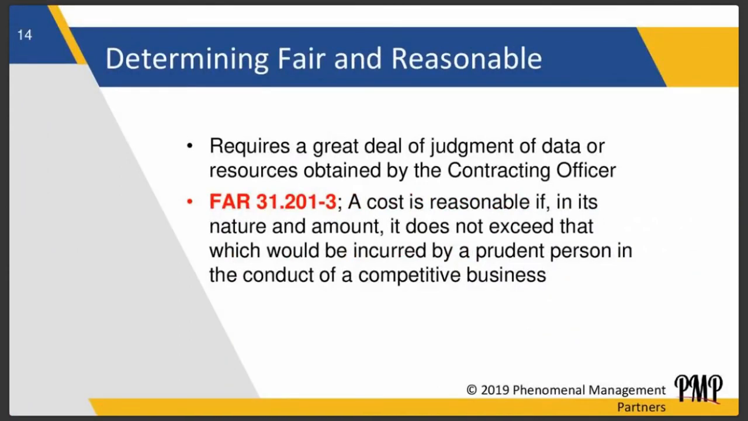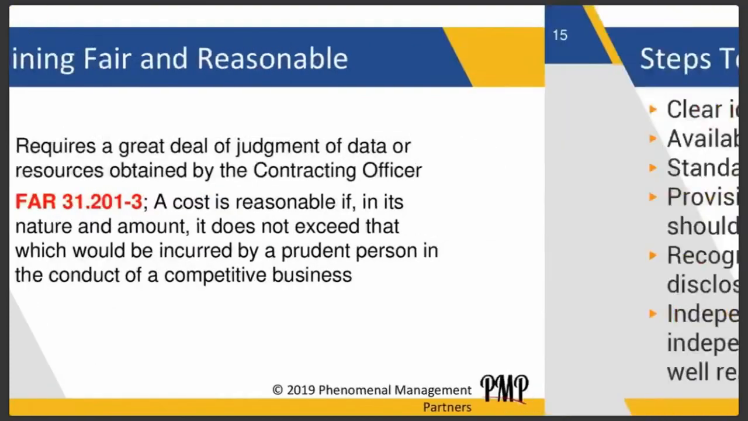Again, determining a fair and reasonable price requires a great deal of judgment. I just said that. It's kind of like going into a time machine or using your intellectual knowledge to obtain resources. Talk to your contracting officer. FAR 31.201-3 says a cost is reasonable if, in its nature and amount, it does not exceed that which would be incurred by a prudent person in the conduct of a competitive business. They love to use that word, prudent person. So basically it's saying any sane person, any good business-savvy person should be able to deem a price fair and reasonable. So please understand that when you're determining your fair and reasonable price, it does not necessarily mean that it's a low price. It means that this is a fair and reasonable price that I am giving the government.